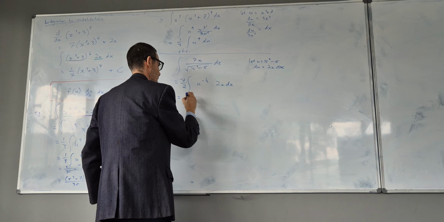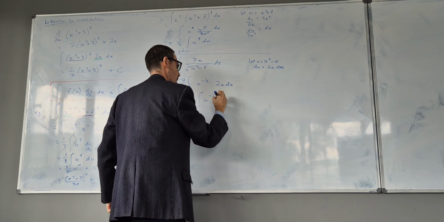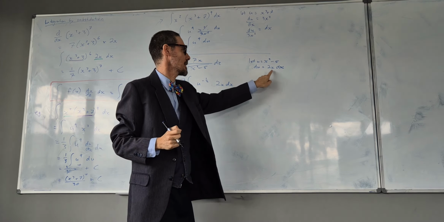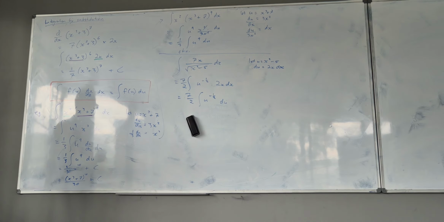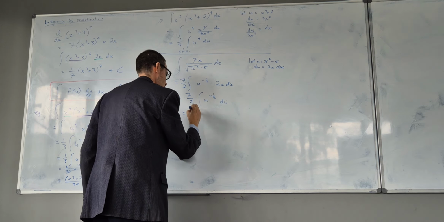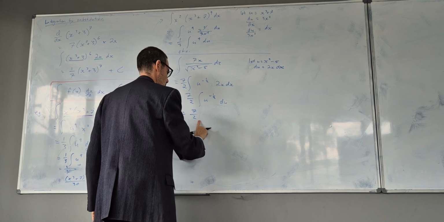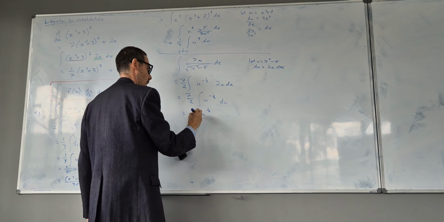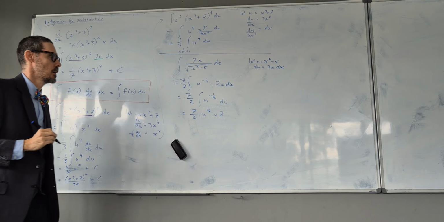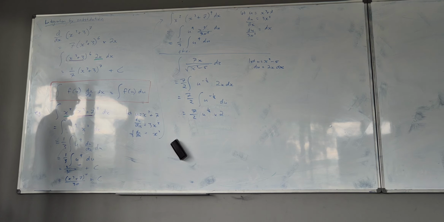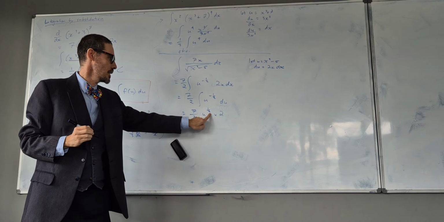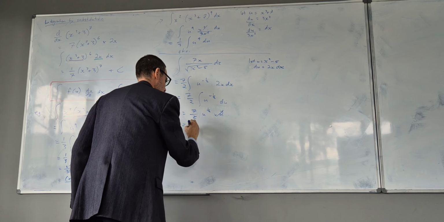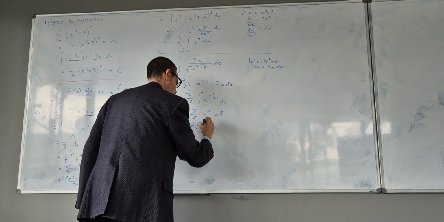Okay, that means it's 7 on 2, integral of u to the negative a half du, because 2x dx is du. Okay, I can do that. 7 on 2 times u to the positive a half divided by positive a half. Raise the power by 1, divide by the new power. Okay, equals 7 square root of x squared minus 5.